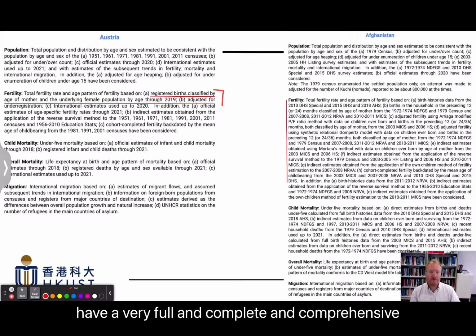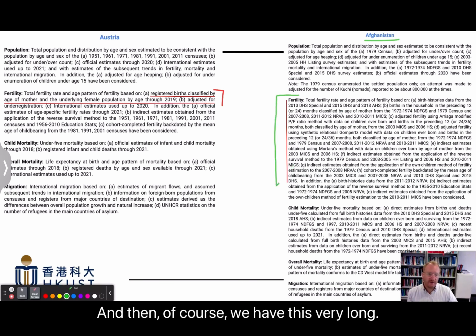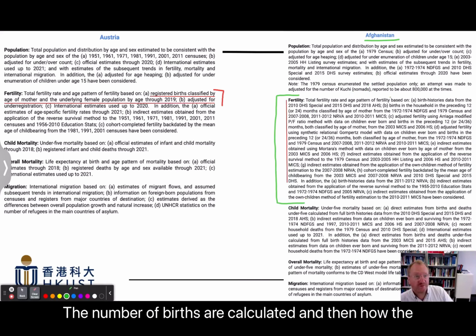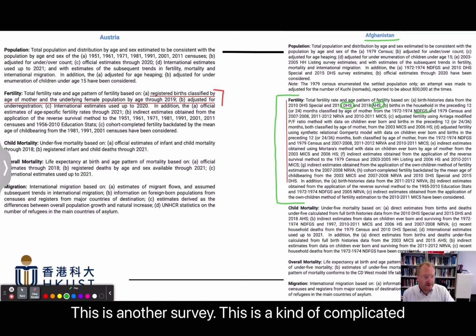Okay, so they have a very full and complete and comprehensive registration system. But then we go to Afghanistan, and then, of course, we have this very long explanation of how the number of births are calculated and then how the fertility rates are calculated. So this DHS is a survey, a demographic and health survey. This is another survey. This is another survey.